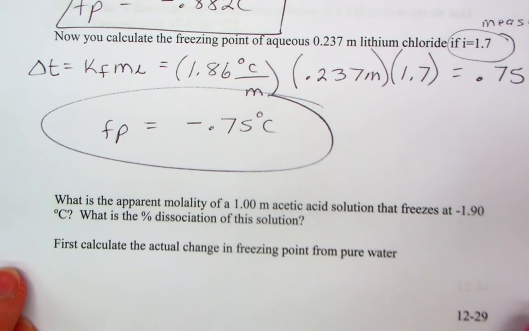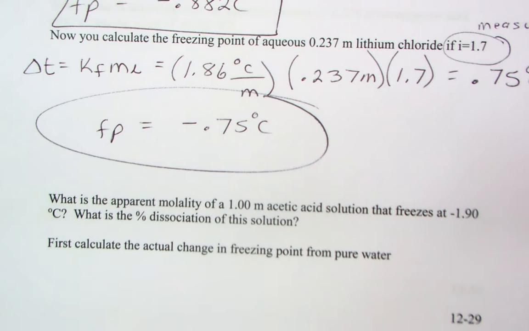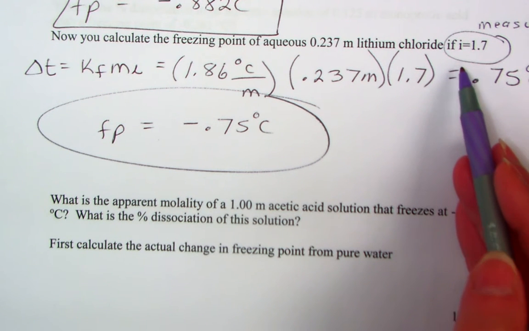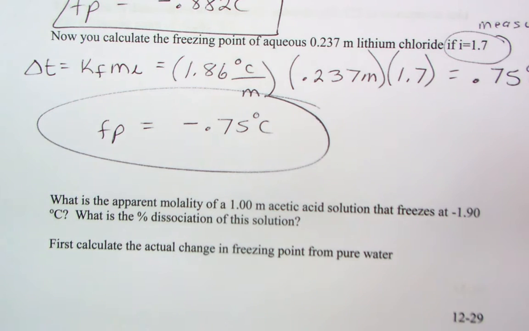So as we look at this one, it's another example just like what I did where we just plug and chug. The only thing that gets weird here is sometimes the sig figs. And if i is not an integer, then it does have significant figures because it was determined through experimental values.